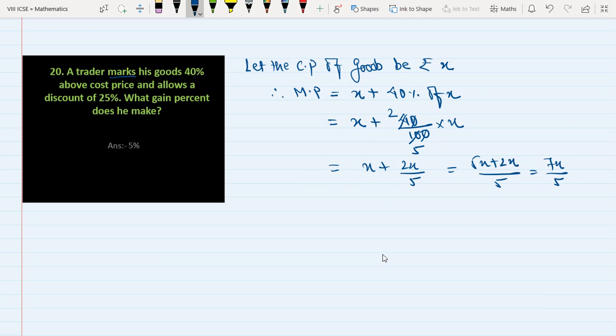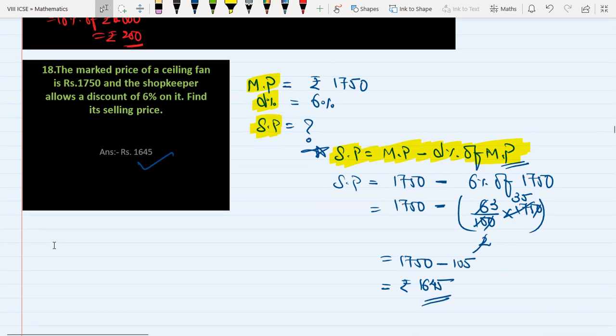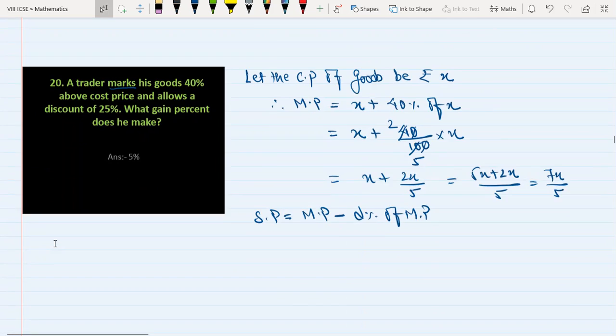So this is basically the marked price. Now what they are saying is he allows a discount of 25%. 25% discount on what? On the mark price. So we will find the selling price. Selling price is equal to mark price minus discount percent of mark price. You remember this formula? We used this formula in the first question.